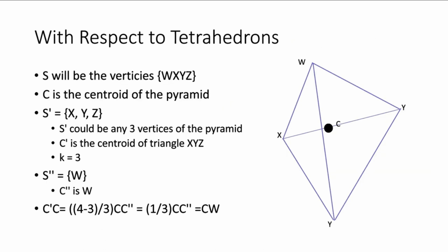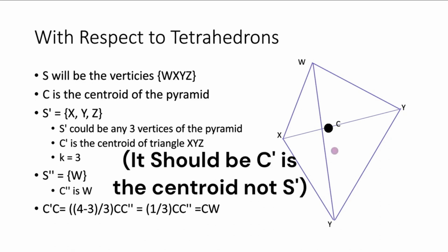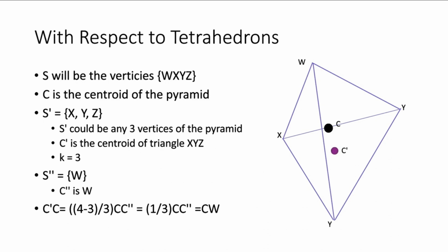Finally, we can apply this to tetrahedrons. Well, let S be the 4 points W, X, Y, Z, the 4 vertices. Let S prime be the 3 vertices of the lower triangle, which would make k equal to 3. C prime will just be the centroid, right? S double prime will be W, and clearly C double prime will also be W.